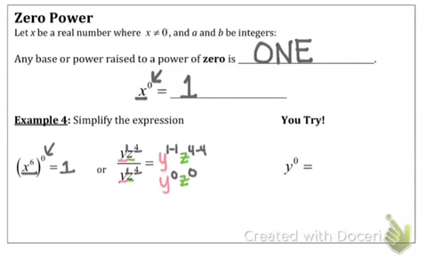So y to the 1 minus 1 is 0, z to the 4 minus 4 is 0, and we know that anything to the 0 power is 1, so we now have 1 times 1, which is equal to positive 1.